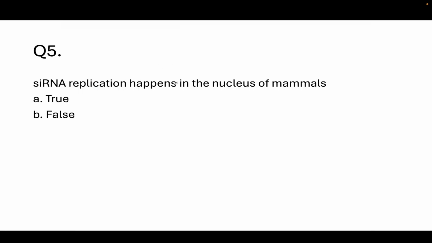So siRNA replication happens in the nucleus of mammals. This is false, because mammals do not have RDRP, that is RNA dependent RNA polymerase. It is specific towards viruses and other organisms like fungi and worms.